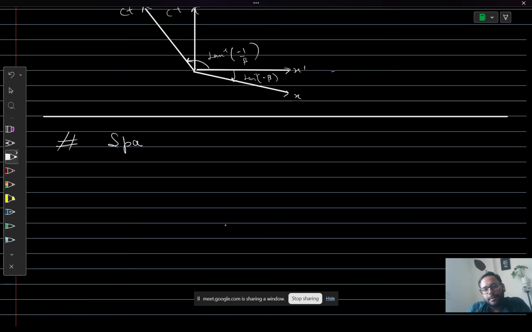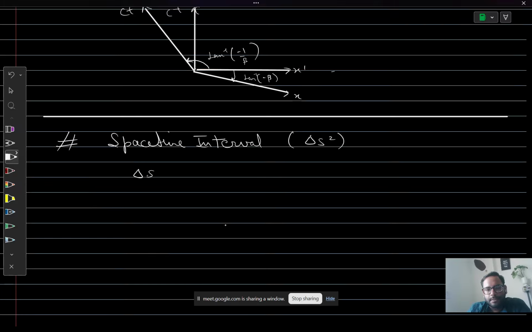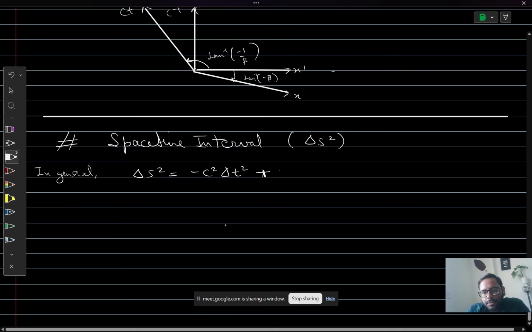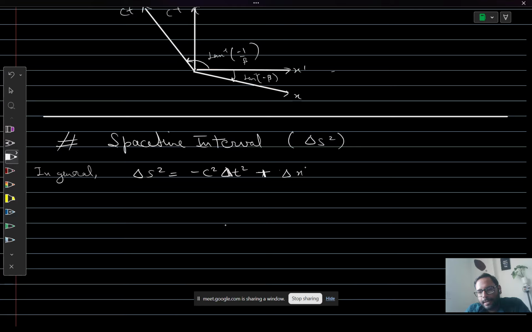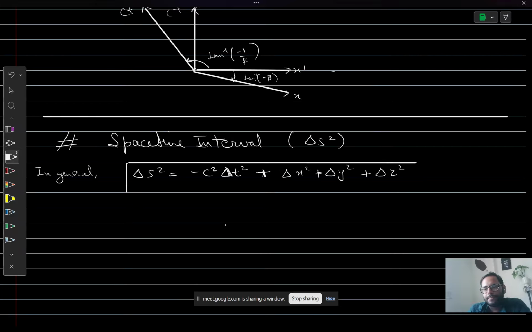Let's take again the spacetime interval we defined before. We have defined it like this: delta S squared equals minus c squared delta t squared plus delta x squared plus delta y squared plus delta z squared. This is in general a small interval, or say any interval, not even small. That's why it is delta; it can be anything. This is my interval equation, an important equation.